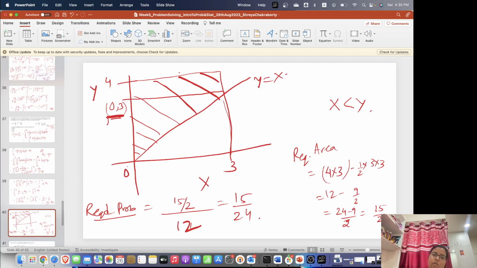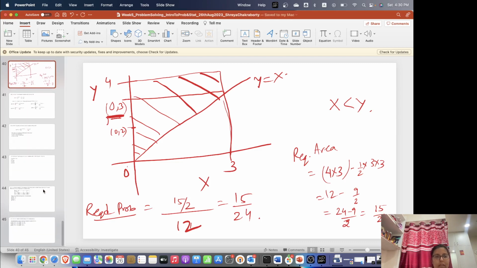So this one you understood, no? This is the y equal to x curve, and take any point over here, this is 0, 2, where x is less than y. So this is falling in the x less than y range. Similarly, if we would have wanted x greater than y, we would have taken this white part. Yeah. Okay. So you can also apply this method. Fine. So we'll proceed to the next one.